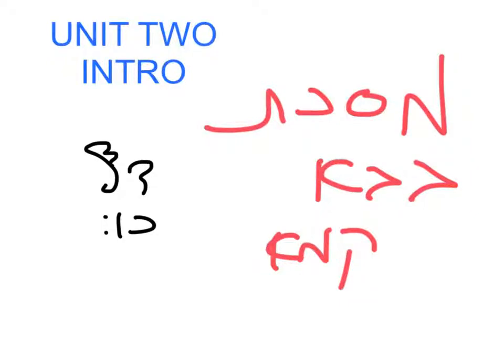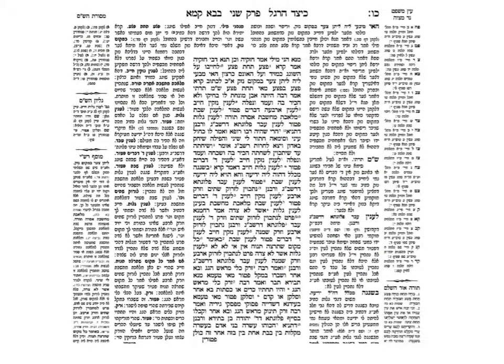Hi everybody, this is the introduction to the second unit of Bava we'll be doing this year. Let's begin by looking at the daf itself. As you can see, our Gemara, this sugya begins on daf chavav amud bet.